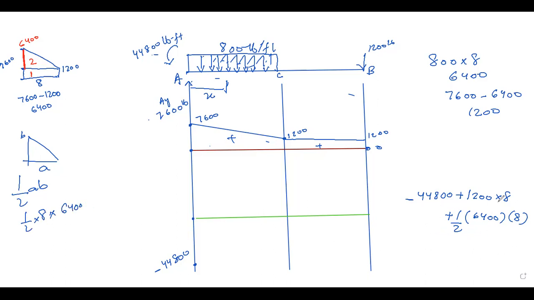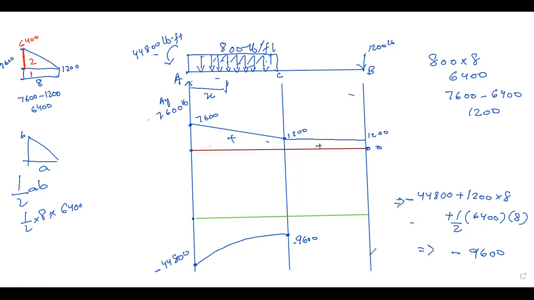When we solve this one, the answer will be minus 9600. So it is below the 0 line. So we will put it here, minus 9600, and make a second degree curve because it is a UDL. Then we have to add the area of this one because it is positive.